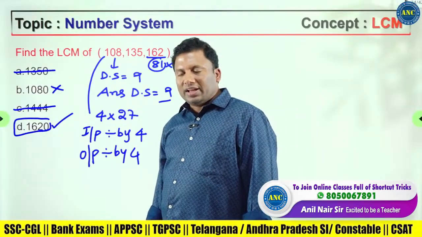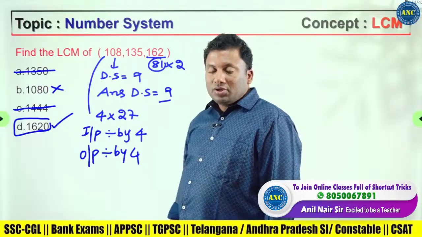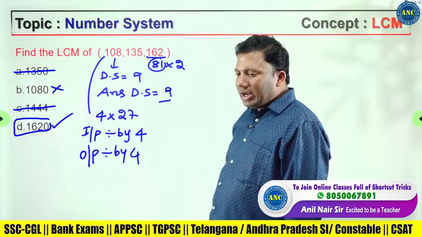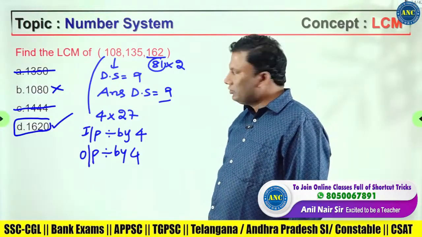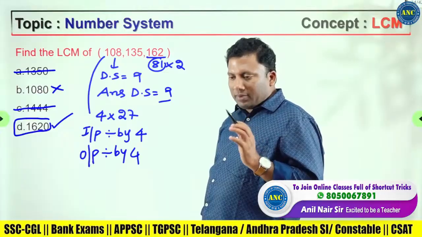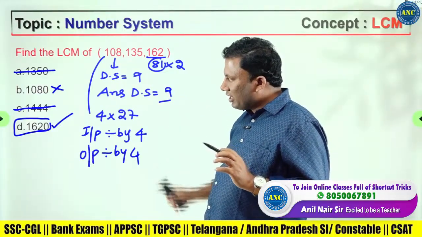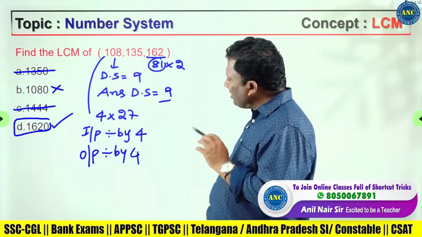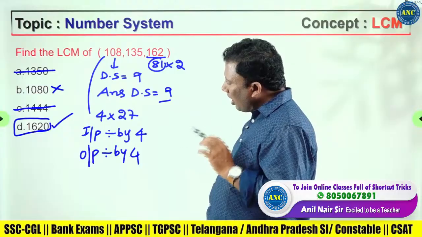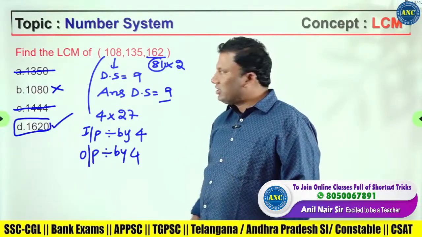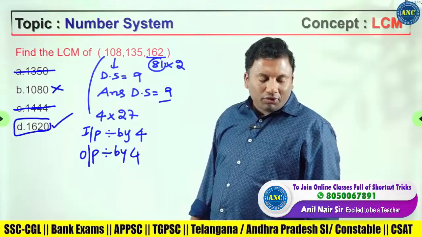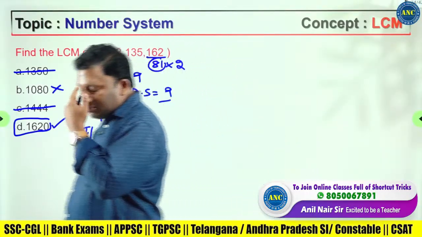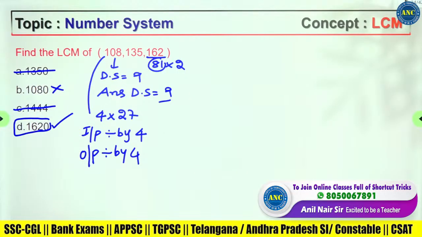Tomorrow also we will do similarly a lot of HCF problems using shortcut tricks. LCM of 108, 135 and 162. Step number 1. In the input, one number's digital sum is 9. So option C, the digital sum is not 9. One input number is divisible by 81. Option 1620 is divisible by 81. 180 is divisible by 4. One input number is divisible by 4. The answer should also be divisible by 4.